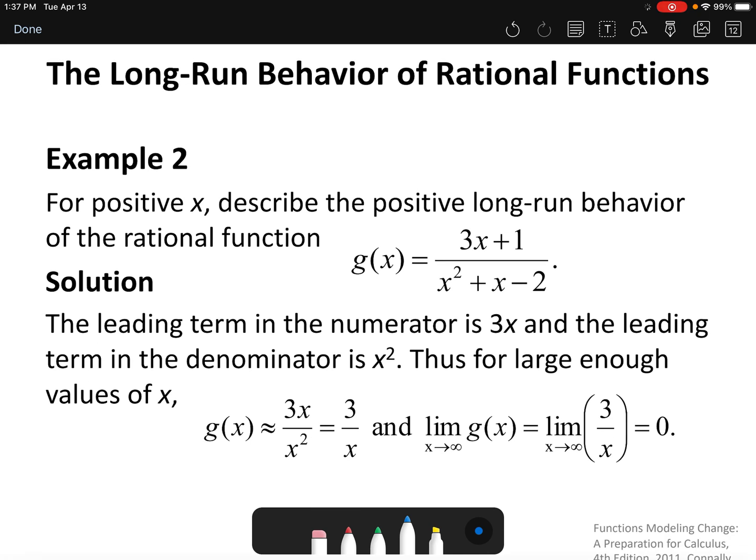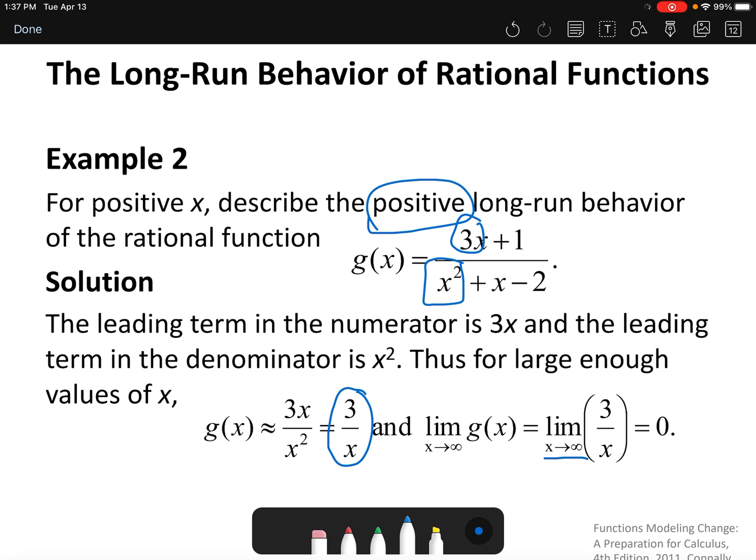Here's another long-run behavior of rational functions. 3x plus 1 over x squared plus x minus 2. That's g of x. The numerator's leading term then is 3x. The denominator's leading term is x squared. So that would be 3x over x squared, which is 3 over x. Now, what in the world is that function? So we're looking for the limit as x approaches infinity of 3 over x.